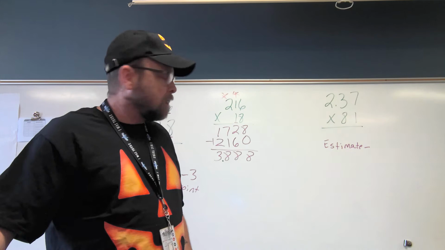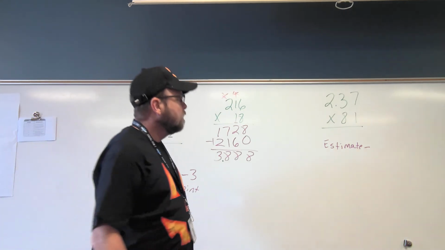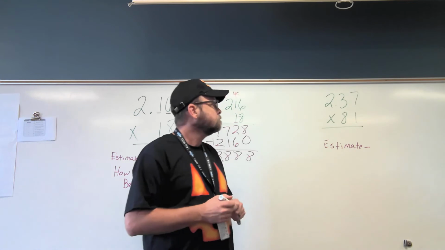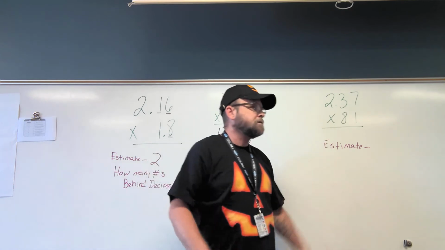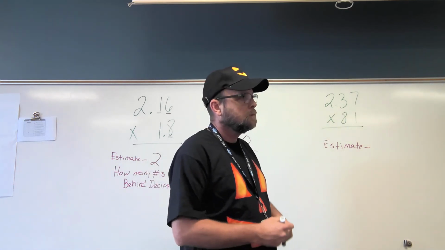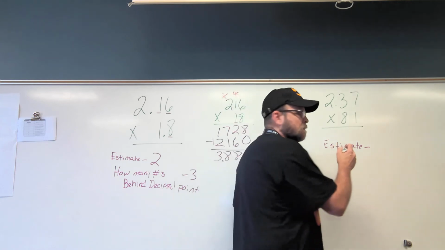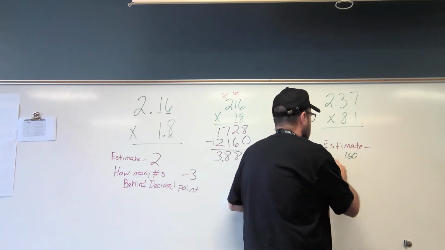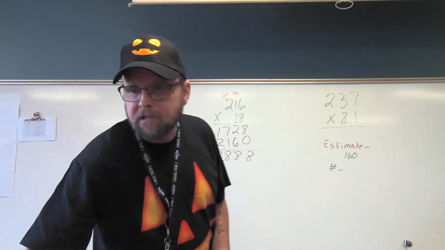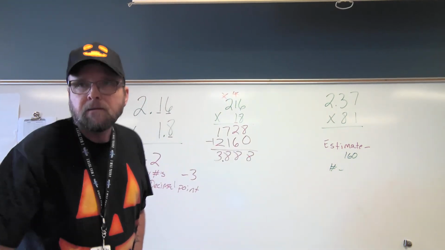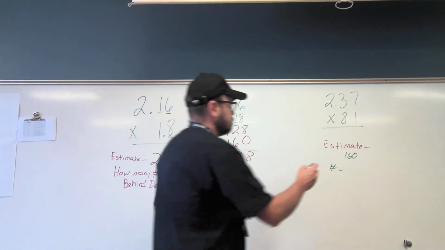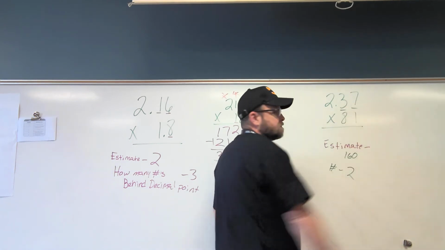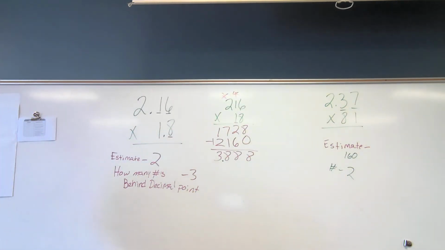All right, 2 and 37/100ths multiplied by 81. Knox, what is your estimate? 80 times 2. What's 80 times 2? 160. Yeah. So his estimate's 160. How many numbers behind the decimal point? Maddie, how many numbers behind the decimal point in my product? 2. Because there's a 3 and a 7 behind my decimal point in my problem. That means there has to be 2 behind it in my product.